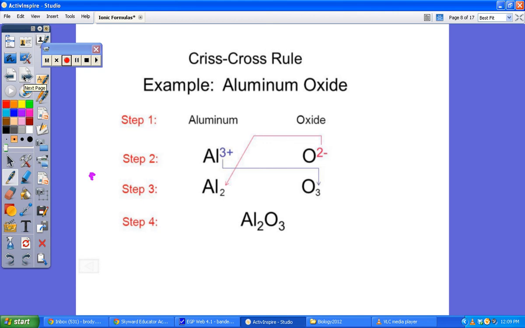Here's another example. Aluminum is 3+, oxide is 2-. So we take the 3 positive from the aluminum, transfer that down here to that subscript. Oxide is 2-, transfer that to the subscript of the positive. So we end up with Al2O3.